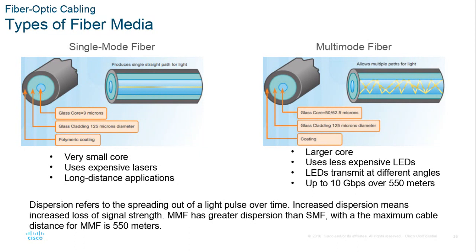Single mode fiber has a very narrow waveguide for the light. The light doesn't have the ability to bounce around and get distorted. Multi-mode fiber has a larger core, and the light as it goes in bounces around a lot, and so it can get some diffusion of the light, and it's not good for super long distance applications.